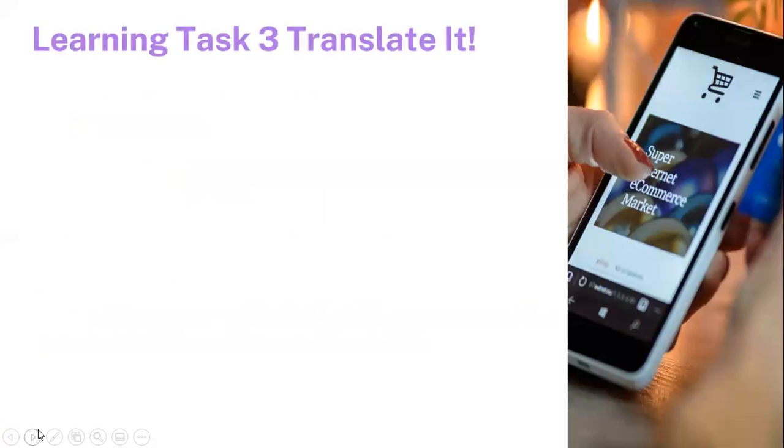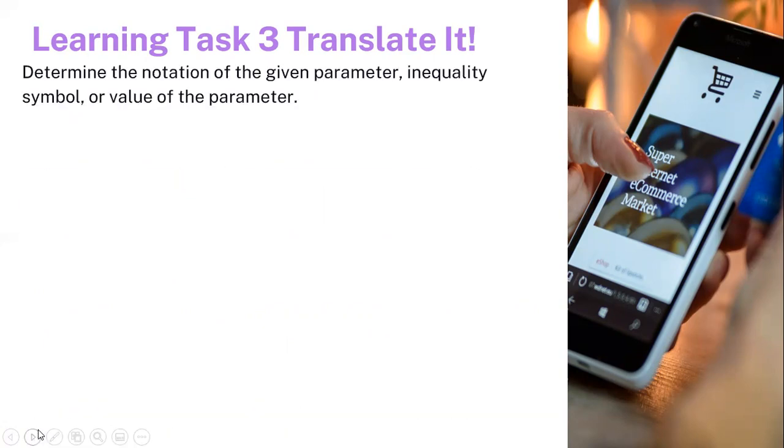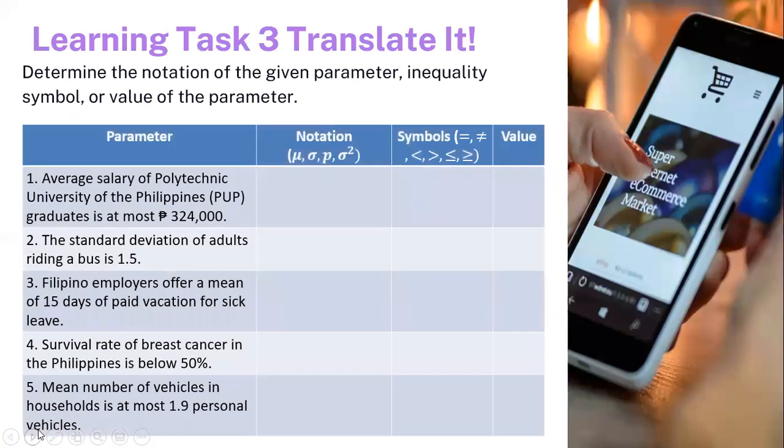Okay. So for your learning task 3 for week 1, this is entitled Translate It. You need to use the symbols appropriate for each given parameter. And then you need to set the value, whatever it is in the given. Let's say, for example, in number 1, we'll try to answer number 1.